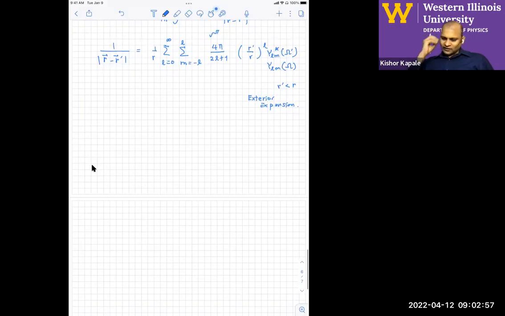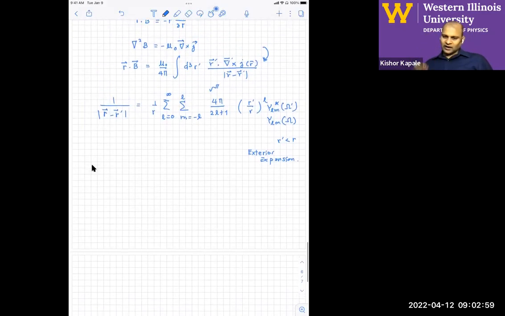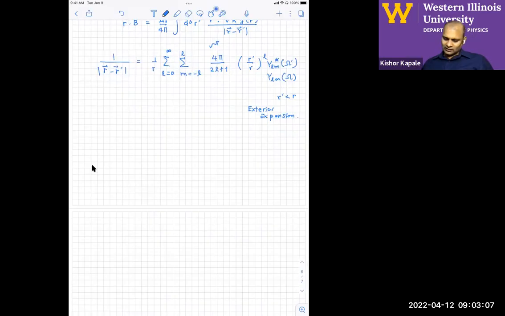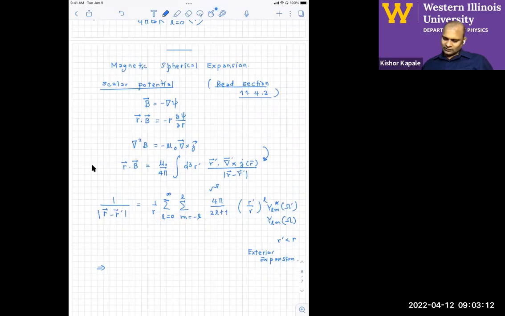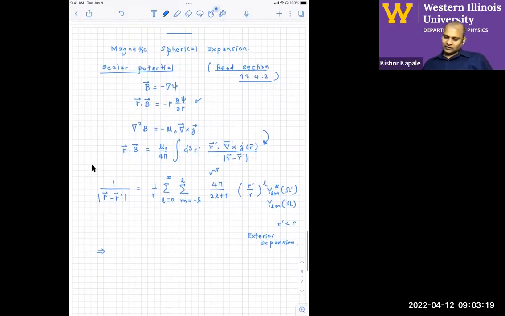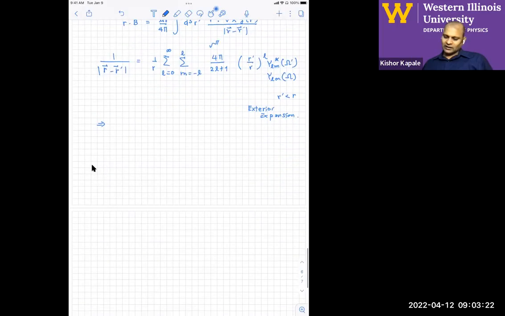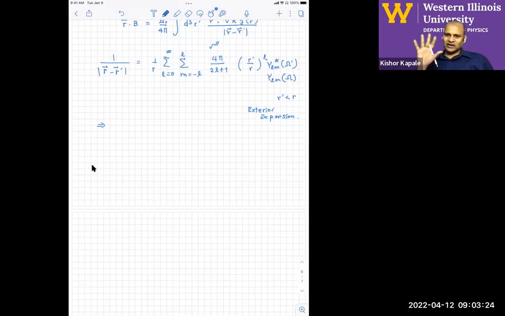Okay. And then what we need to do is we take this 1 over |r minus r prime|, put it inside the integral, and that's going to give us the r dot B, which is then equal to del psi over del r. So you can integrate that, when we integrate both the sides with respect to r, that's going to give us psi of r. You can see already things begin to get kind of complicated here.